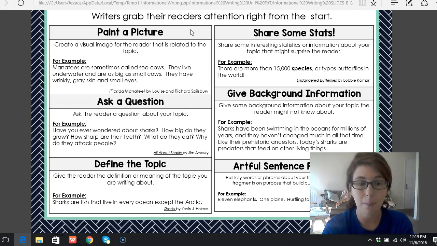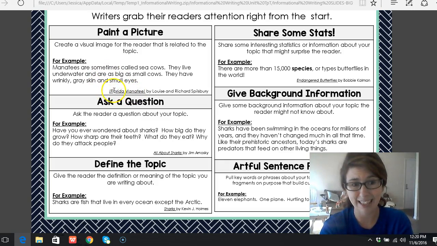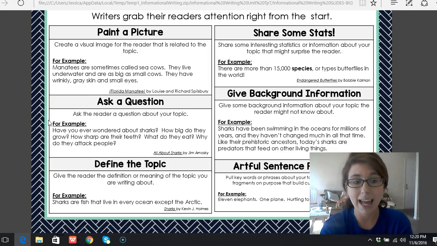The example: manatees are sometimes called sea cows. They live underwater and are as big as small cows. They have wrinkly gray skin and small eyes. You'll notice that they even put what story or what informational writing this came from, and it's called Florida Manatee. So it wouldn't make sense if you're painting a picture and it has nothing to do with your topic. I'm going to make an inference that based off of the title and the example, this writing will be all about the Florida Manatee.